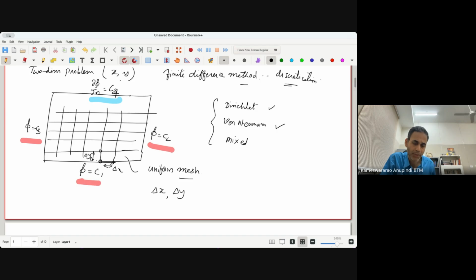But we say it is uniform. That means wherever you go in the x direction, the grid spacing is always equal to delta x. Similarly, the grid spacing in the y direction between any two grid points you consider is going to be delta y. So that's why we call it a uniform mesh.